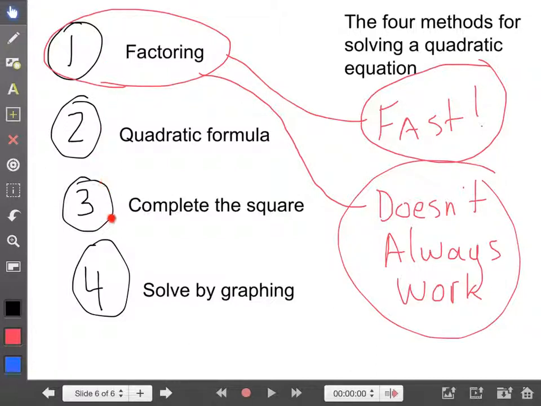So each of these 4 methods does the same thing. They all solve a quadratic equation, and they all have their benefits and their downfalls. I like to always check to see if it'll factor first. If it doesn't, then I go to the quadratic formula. We're going to learn all 4 of them here in this month.